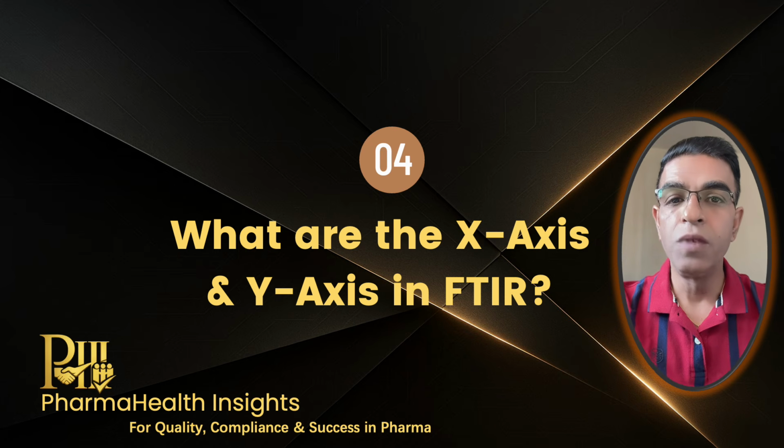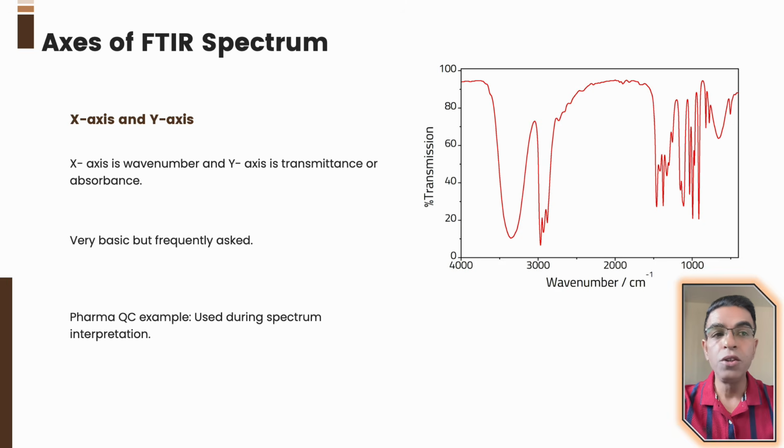Now the interviewer will go a little bit deeper. And hence, the interviewer may ask a very basic but very important question: what are the axes in an FTIR spectrum? And you should answer it very smoothly like this: "Sir, in an FTIR spectrum, the x-axis represents the wave number. This is usually written in centimeter to the power minus 1. And the y-axis shows either percent transmittance or sometimes absorbance, depending on the instrument settings."